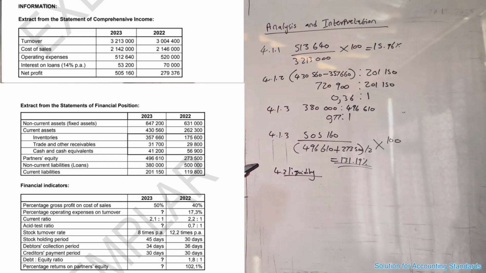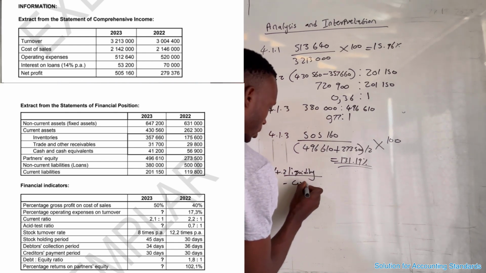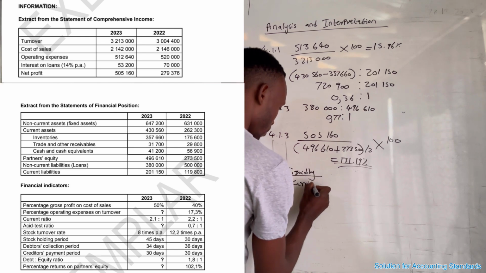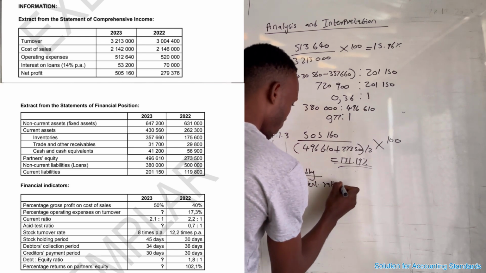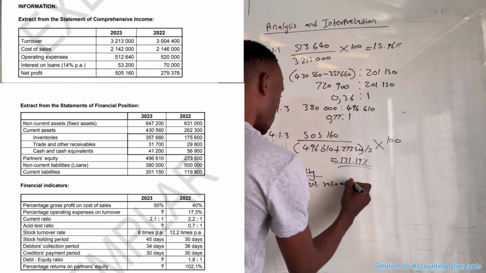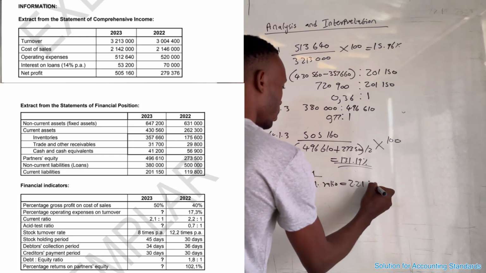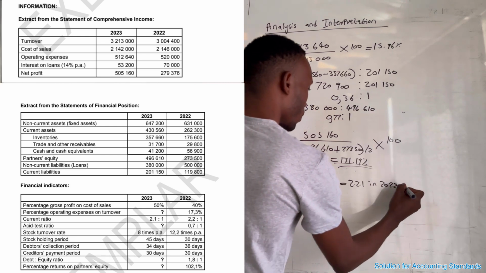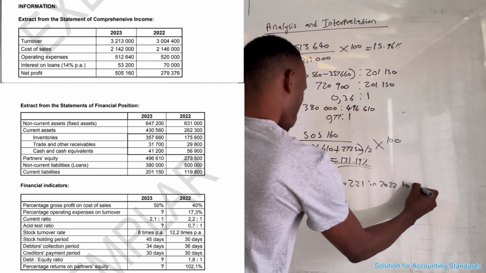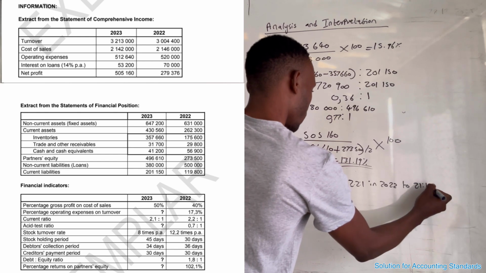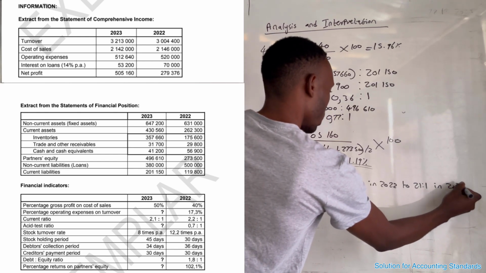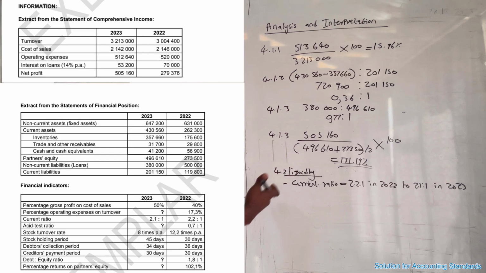Overall, guys, the business is facing a problem when it comes to liquidity, because if you check from 2022, let's start with the current ratio. The current ratio has decreased from 2.2 is to 1 in 2022 to how much? To 2.1 is to 1 in 2023. There was a decline.